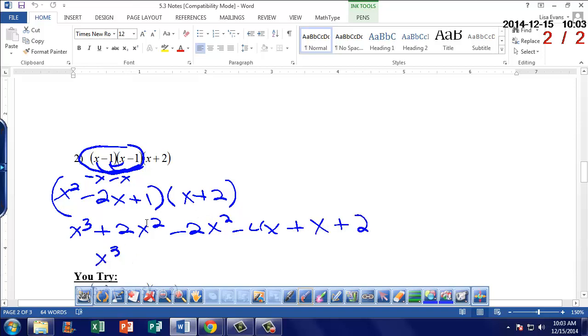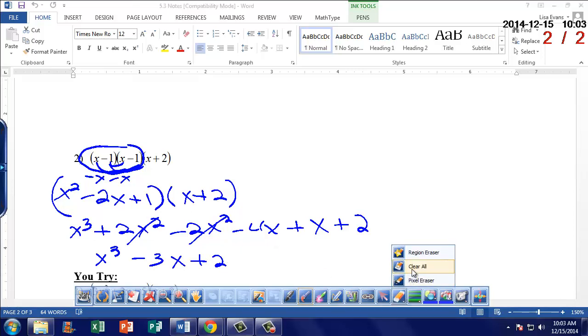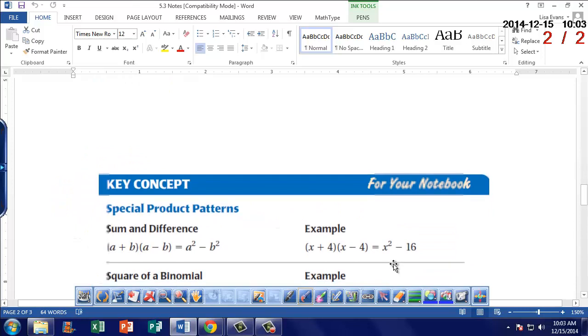So I get an x cubed. That actually cancels. I get negative 3x plus 2. That's it. That's my final answer. So go ahead, pause the video, and try the try on your own for multiplication.